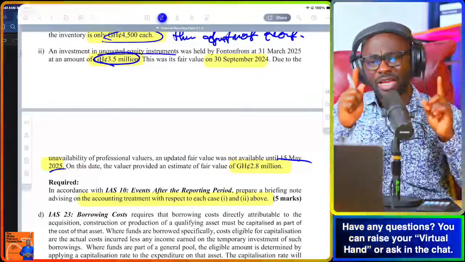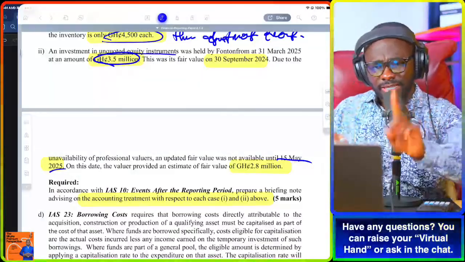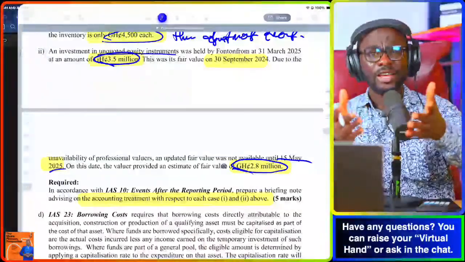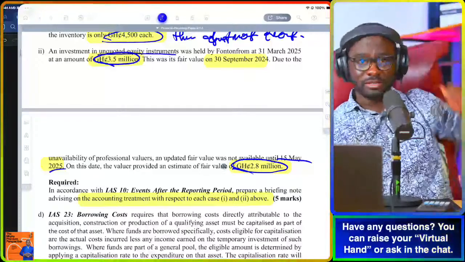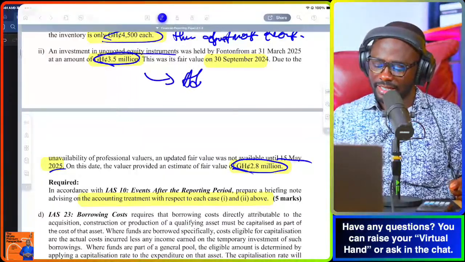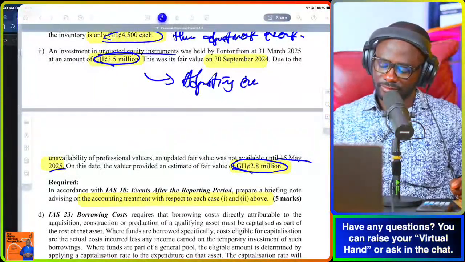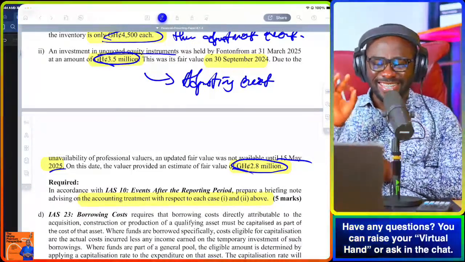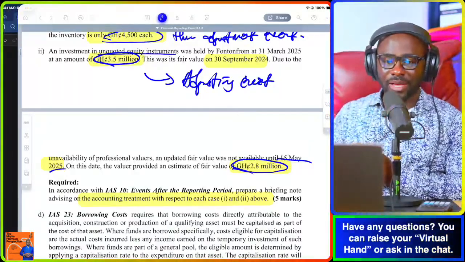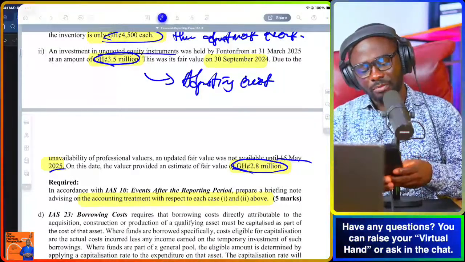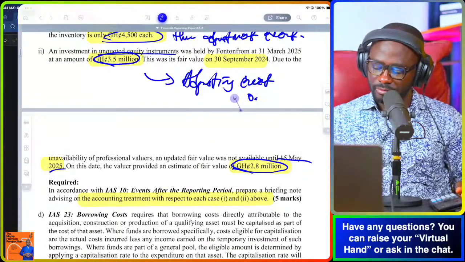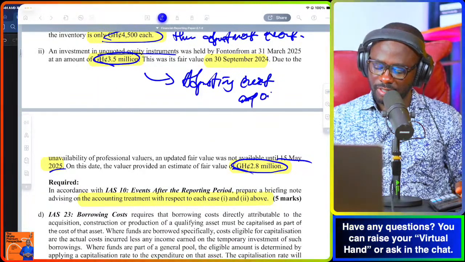So unless otherwise there is another information given, this new value given to us by the valuer is an indication that the investment has suffered an impairment all this while. For that reason, this transaction is an adjusting event, and the equity investment must be written down from 3.5 to 2.8, by 0.7 million Ghana cedi. That is the answer to the question.